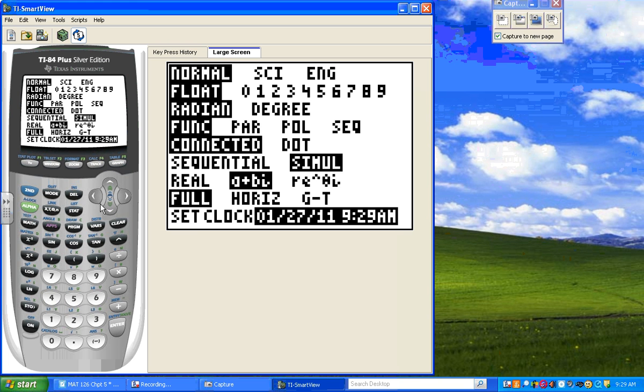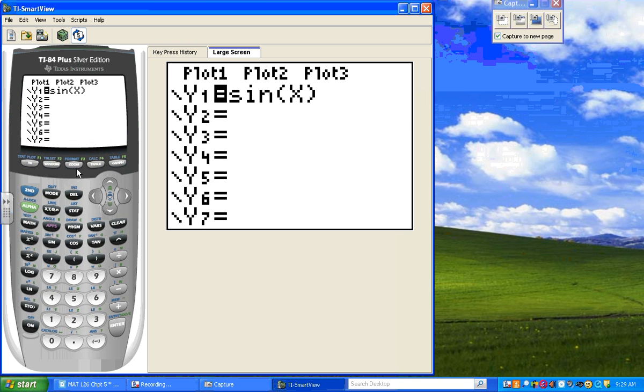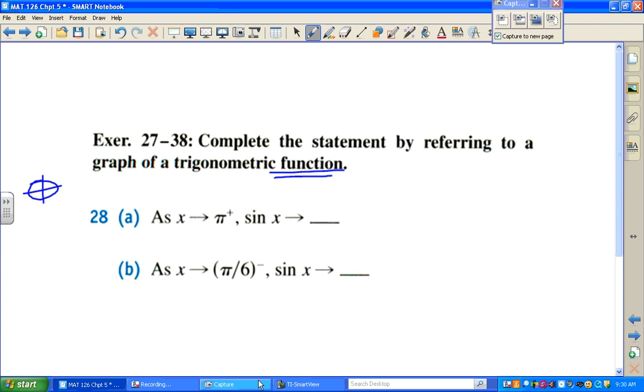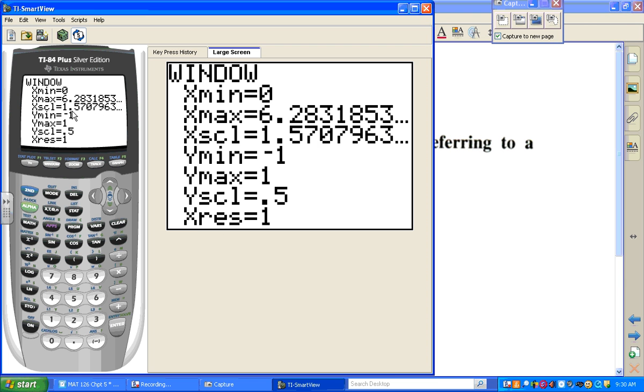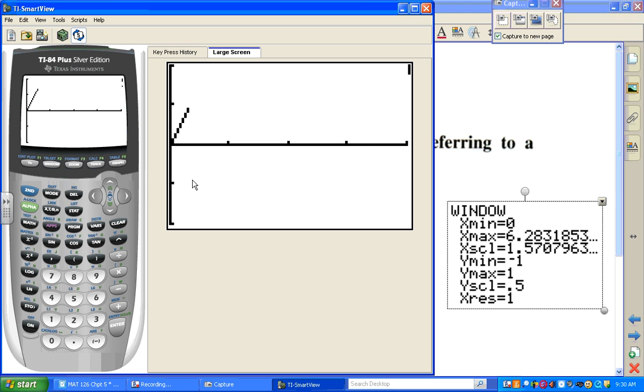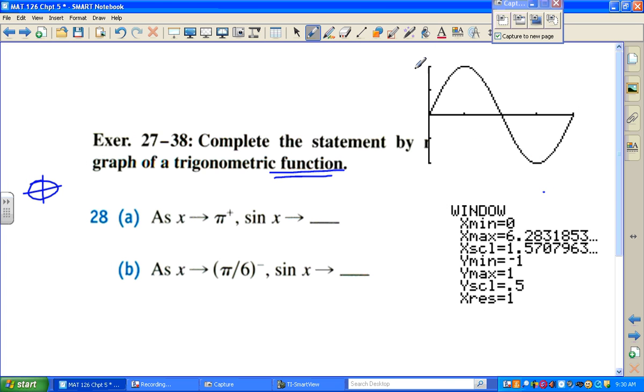What's the scale again? The scale for what? X scale. Pi over 2. You can read the y scale, it's 0.5. So I'm going to use all those scales, and in radians, I'm going to hit graph. So, there is what the sine function looks like. It looks like a sound wave. Oh, you're supposed to put in sine of x.